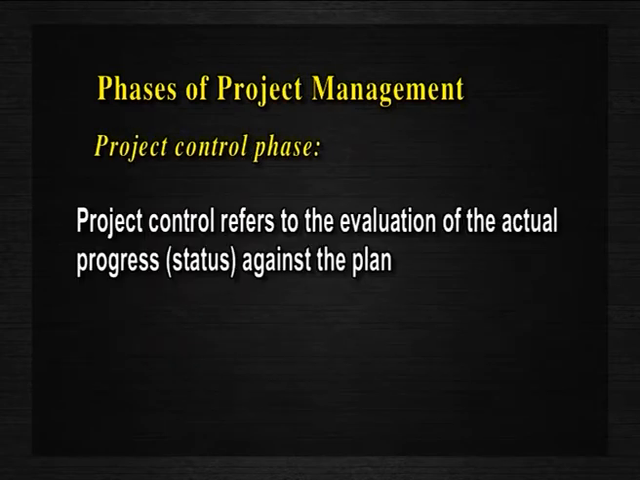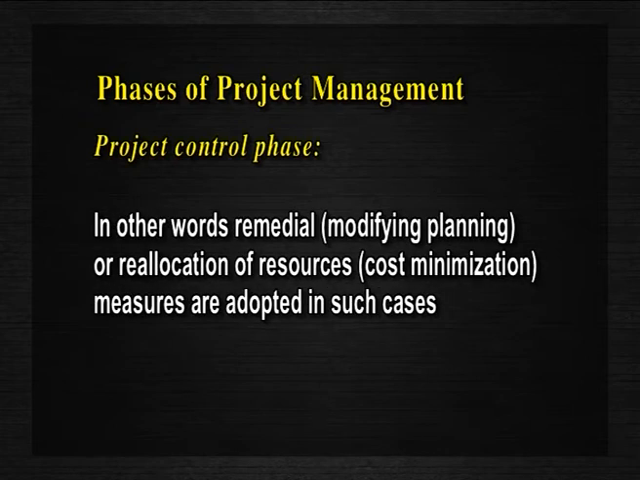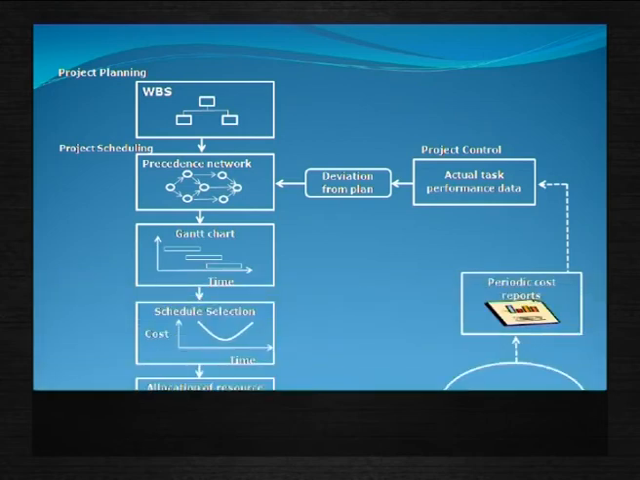Project control refers to the evaluation of the actual progress or status against the plan. If significant differences are observed, then the scheduling and resource allocation decisions are changed in order to update and revise the uncompleted part of the project. In other words, remedial measures, that is modifying planning, or reallocation of resources, that is cost minimization measures, are adopted in such cases. The relationship among the phases of project management is shown in the diagram.